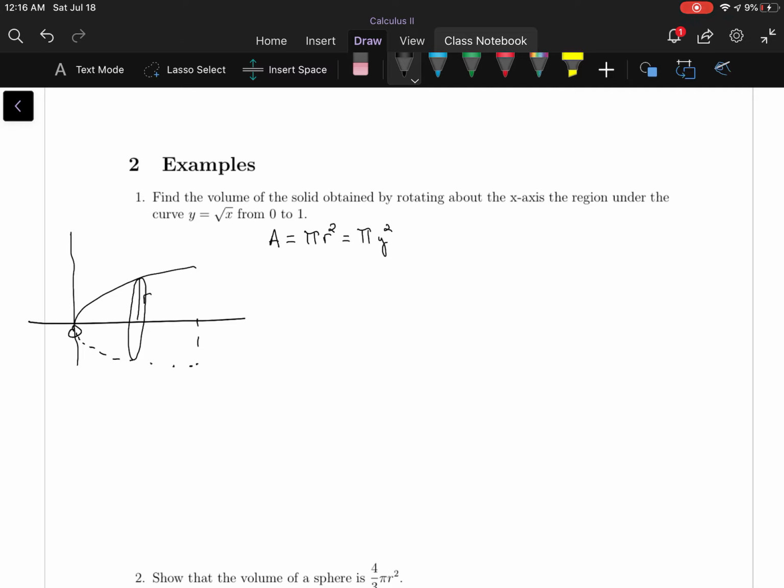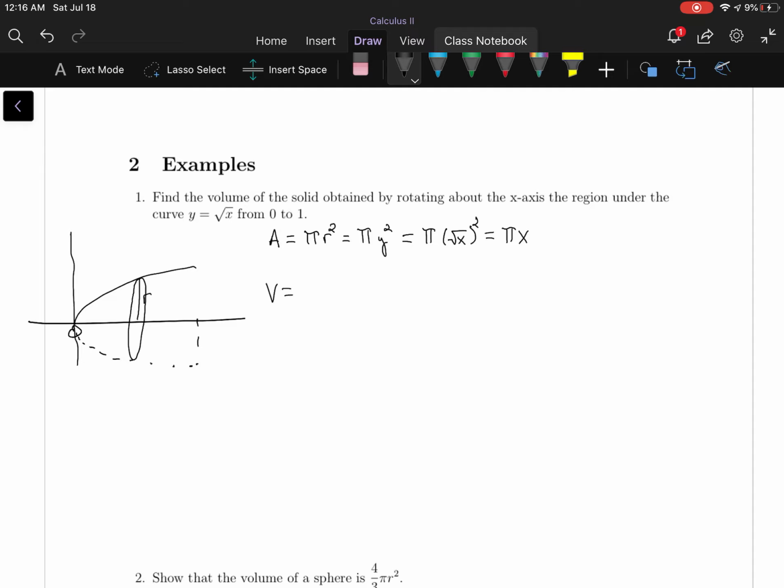And then what I do next is I remember that we were told that y equals root x. So it's at this point that I substitute in the functional form for y in terms of x. So this is pi root x squared, and the square of the square root is just x. So we've got pi x. So now I have finally figured out my area function.